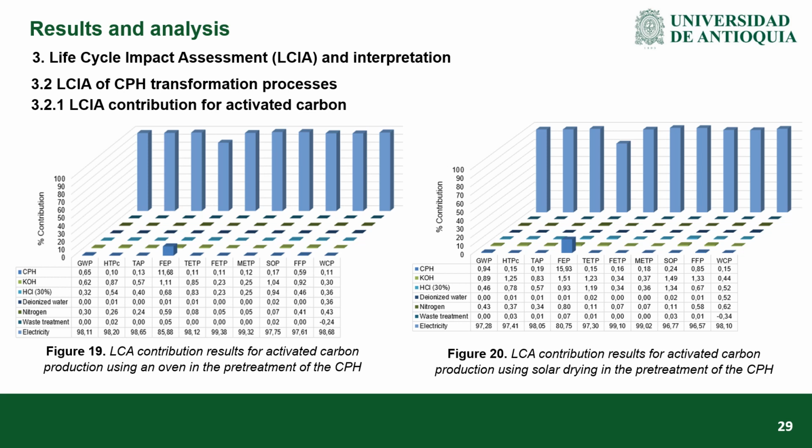The contribution of the inputs and outputs to produce activated carbon was analyzed considering the use of an oven in the pretreatment of the CPH step and the scenario of using solar drying. It is observed that for both drying options using the CPH pretreatment, the total electricity consumption required for the transformation process is the most significant contribution factor in all the categories evaluated, with values exceeding, as we can see here, 90%, and 50% for freshwater eutrophication.